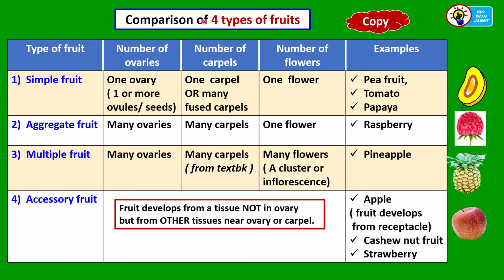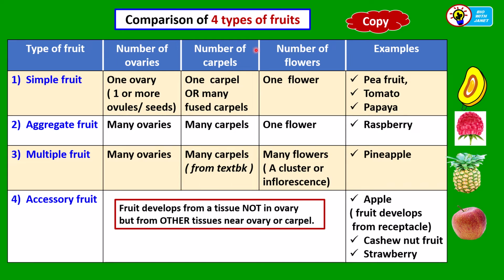Now, next, comparison of 4 types of fruits. So again, this is a summary. As I said, for different students, there are different ways of understanding. So I give you an extra comparison here, which is similar to the 2 slides before, but it's in a table format. Now, for simple fruit, only 1 ovary is involved, but it may have 1 or more ovules which develop into seeds. The ovary may have more than 1 seed.